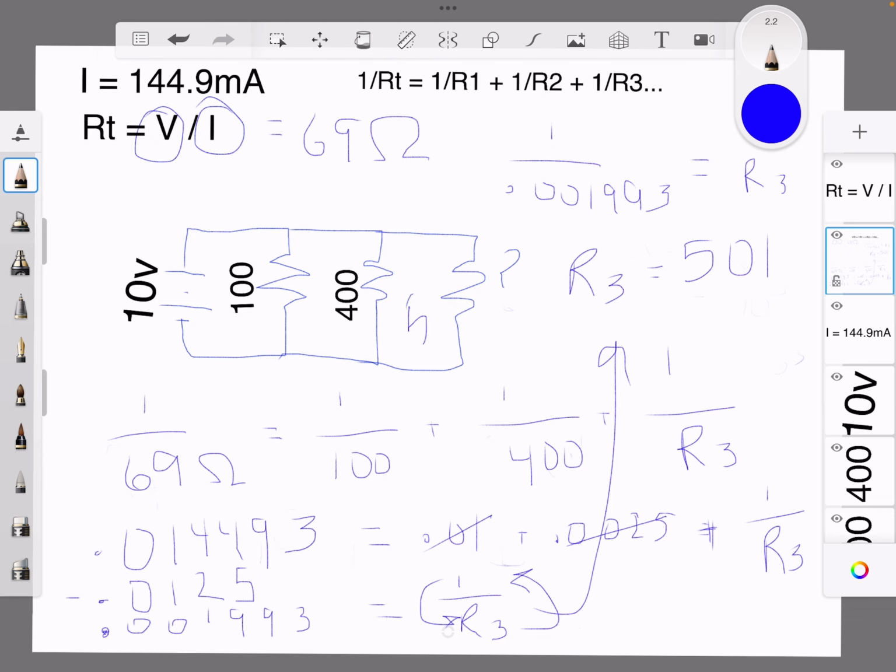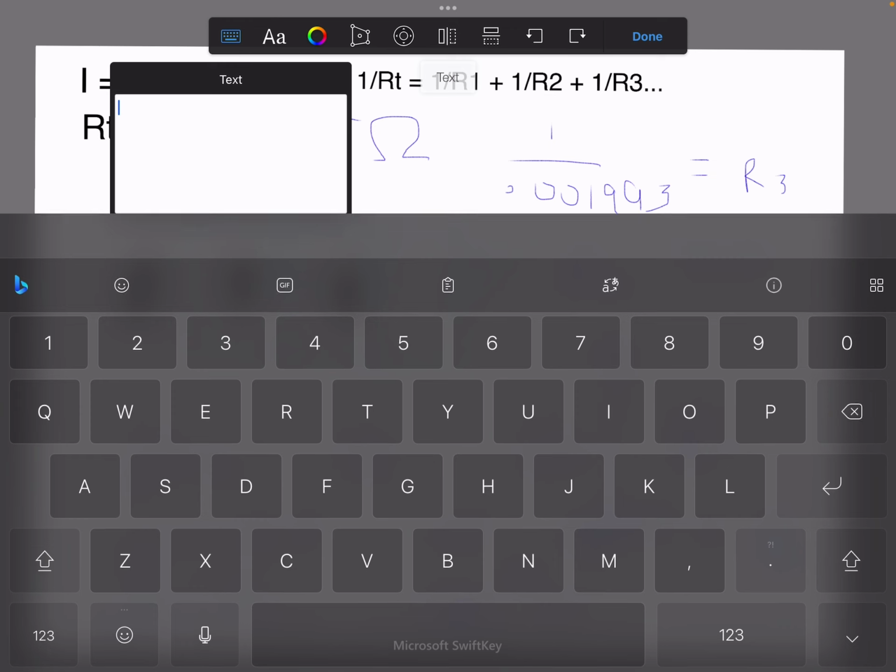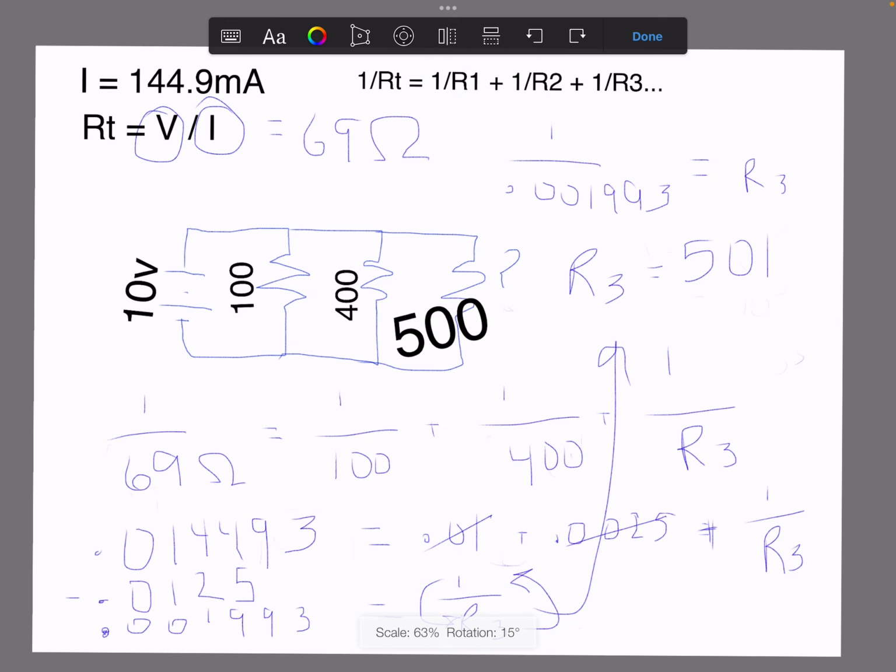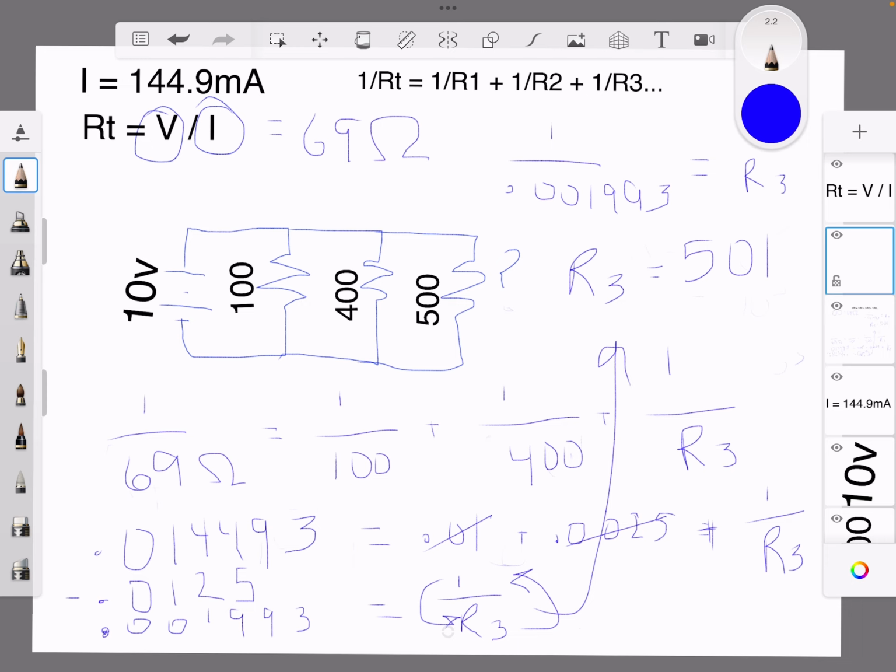So that is how you found the value of the missing resistor. There are a lot of steps to get there. So the answer to this one is 500 ohms. So we're going to drag and drop that right there, 500 ohms. That is the answer to this question.